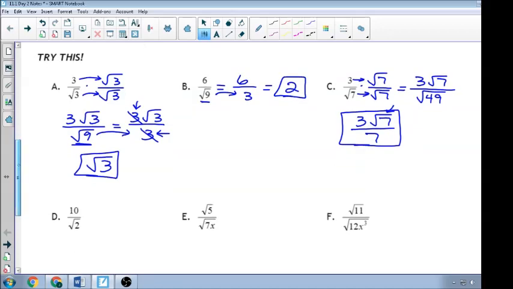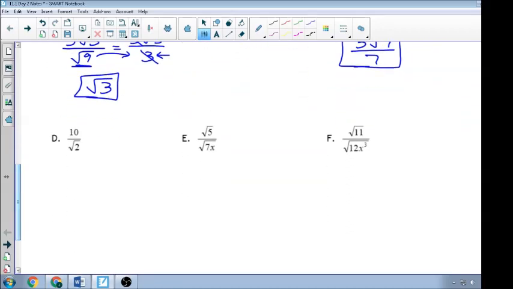Okay. On to D. Again, there's nothing I can do with the square root of 2, so at this point I have to multiply by the square root of 2 over the square root of 2. Well, 10 times the square root of 2 is 10 root 2. The square root of 2 times the square root of 2 is the square root of 4.